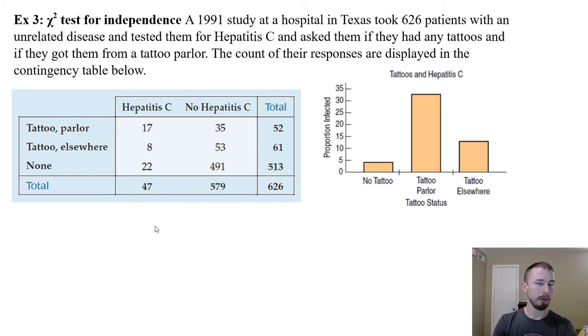Okay, example 3, chi-square test for independence. So an example of that is going to be a 1991 study from a hospital in Texas.